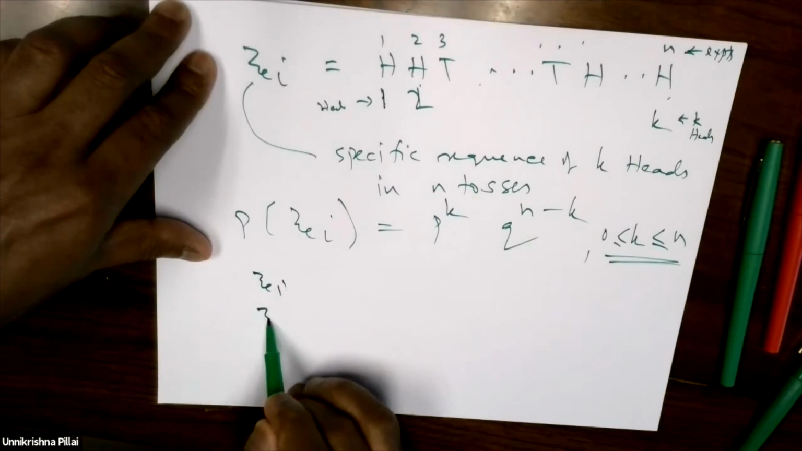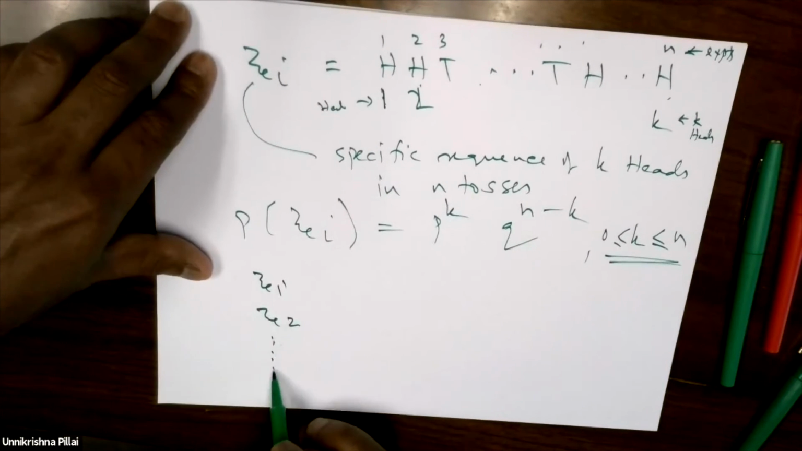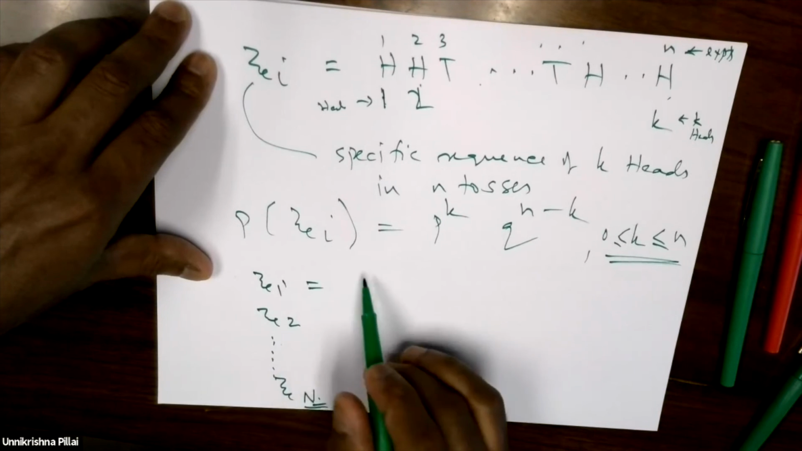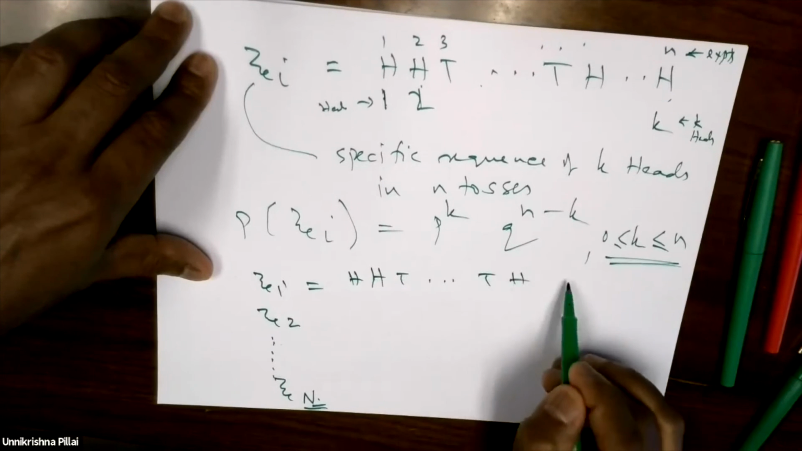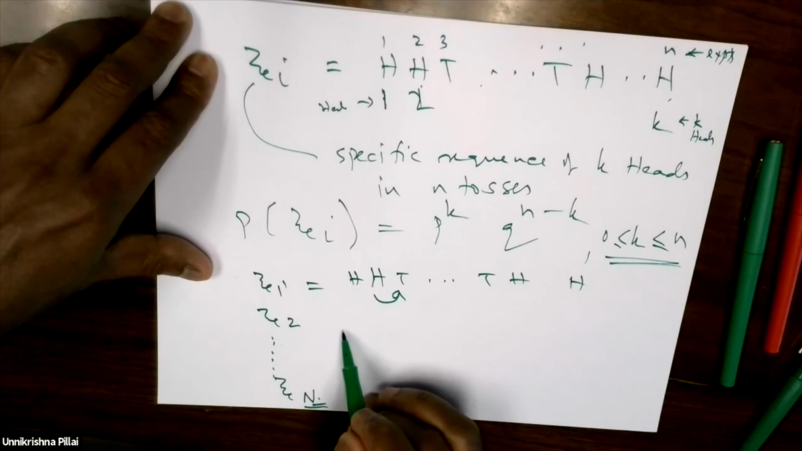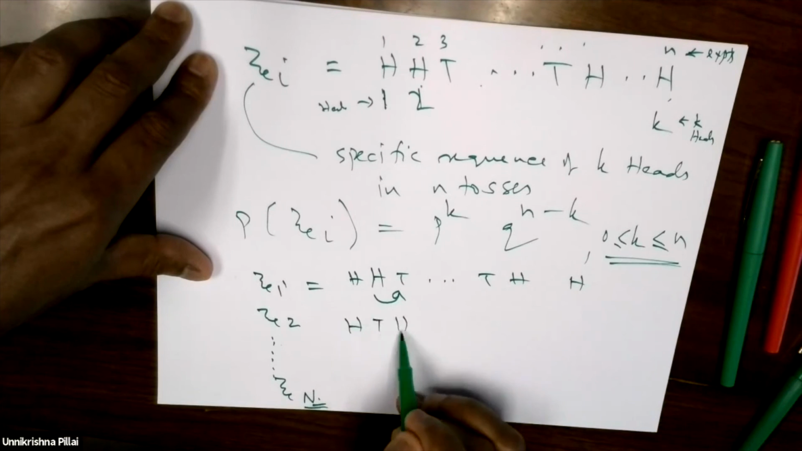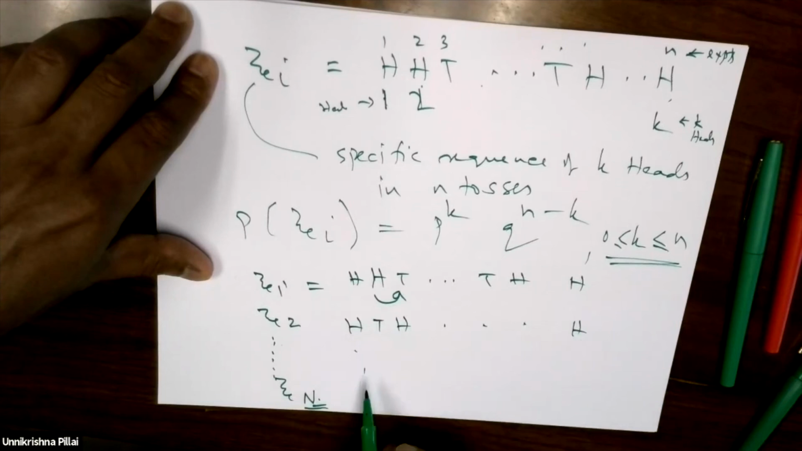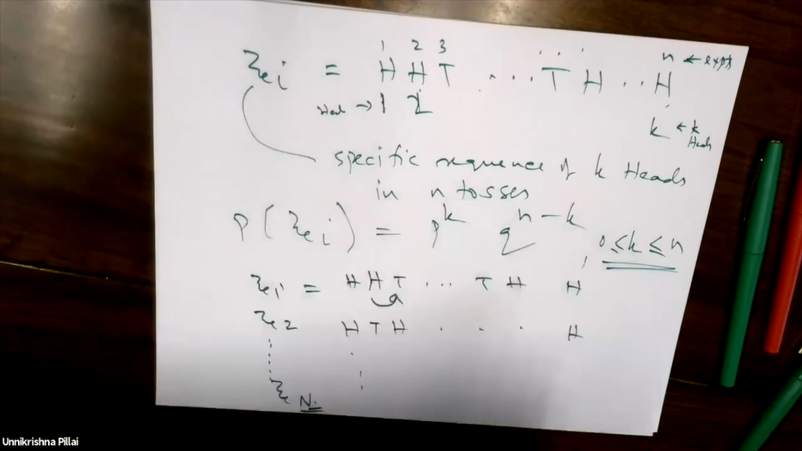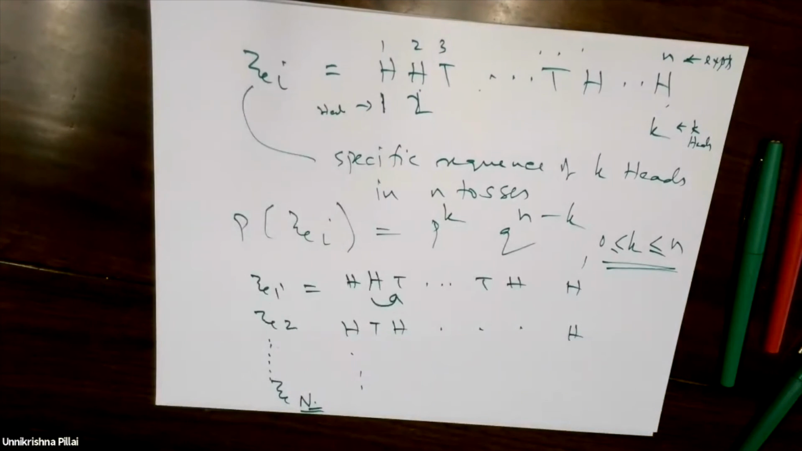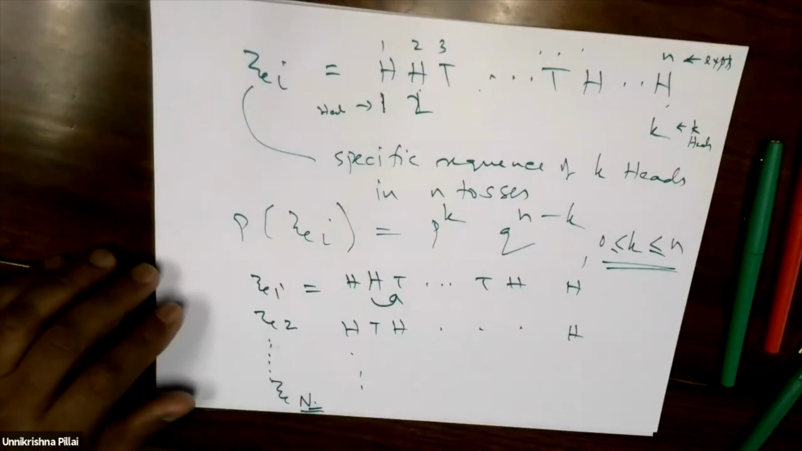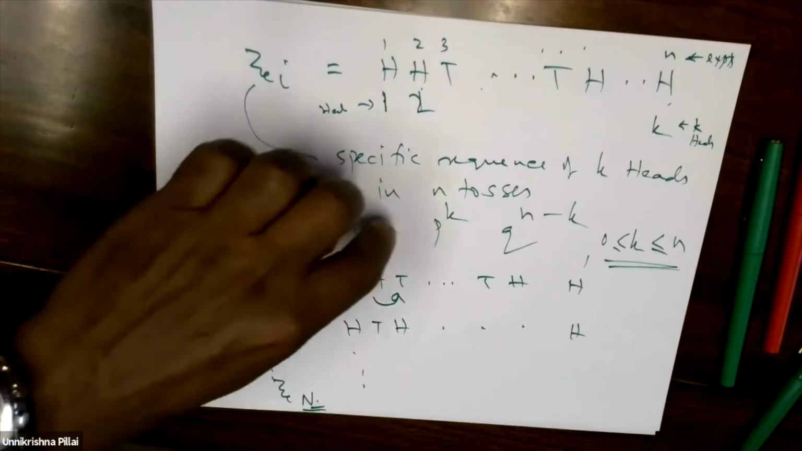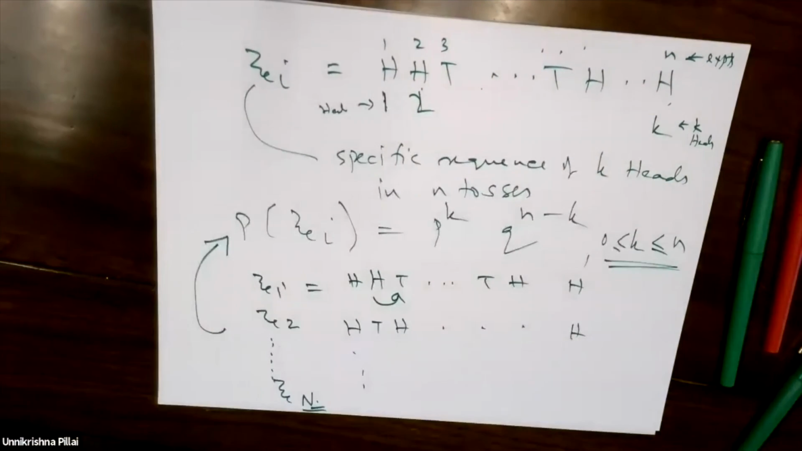Let me write them to be psi1, psi2, etc., psi n. I don't know how many there are. We will figure this out. But any one of them will look like this: h, h, t, etc., t. And in the next one, you can flip this. So, for example, this will be h, t, h, etc., h, and so on. So by flipping the heads and tails, with k heads, you can create several sequences, all of which have the same probability, because they all have k heads in n tosses.